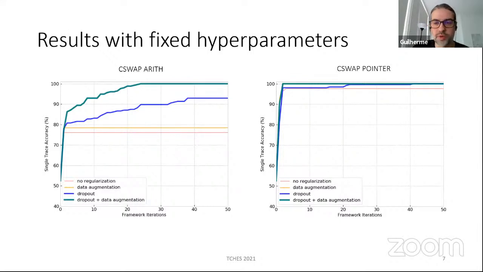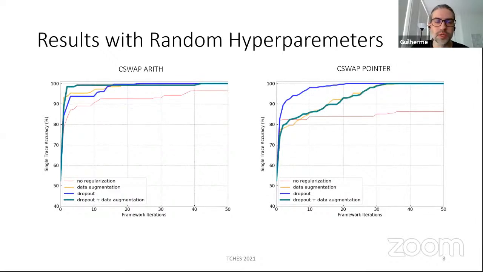For this SysSwap arith data set, it's a bit more difficult, and it takes more time, but we can also see that by combining multiple regularization methods, dropout and data augmentation, it goes to 100% as well after something like 54 iterations. But when you use data augmentation only on this data set, or no regularization, you can see that the attack doesn't work. Even in the SysSwap pointer data set, which is easier than the first, it doesn't reach 100%. When we also randomize the hyperparameters during the framework iterations, you can see that for the first data set, the results are slightly better.